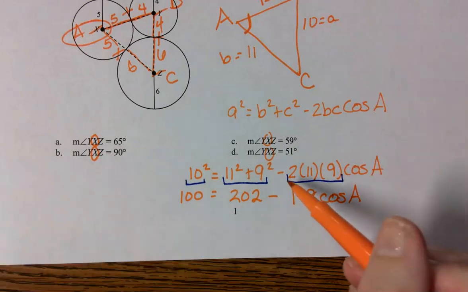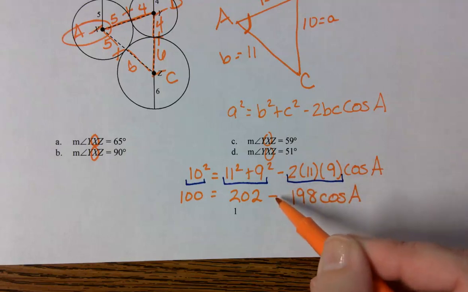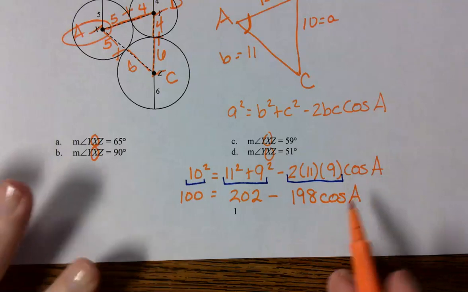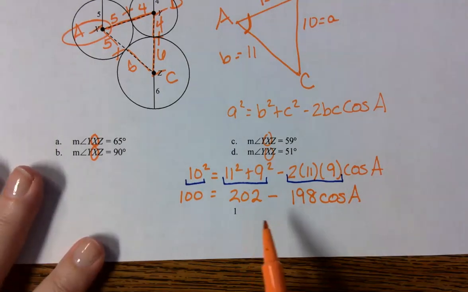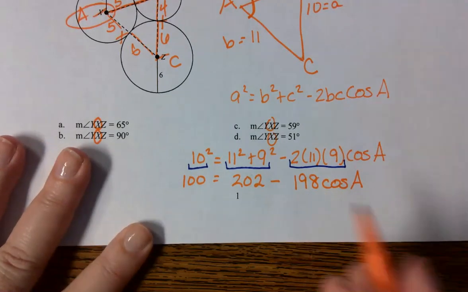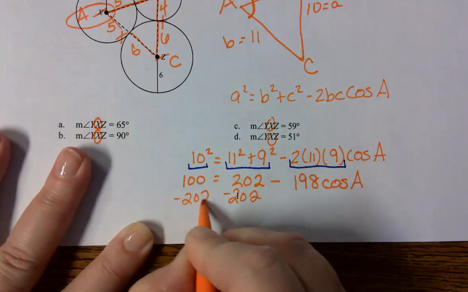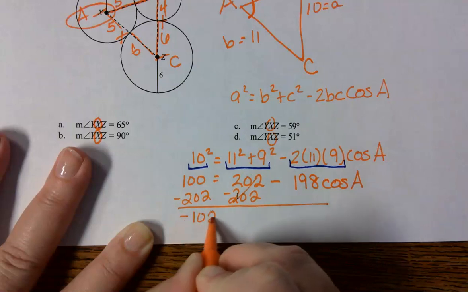Most common question: should I do -2 times? And I'll be honest, I just bring my negative down and just do 2 times 11 times 9. Remember, do not combine these. We've got to go slow because remember, this one has your cosine of A. So we're going to subtract 202 over. And I get -102.